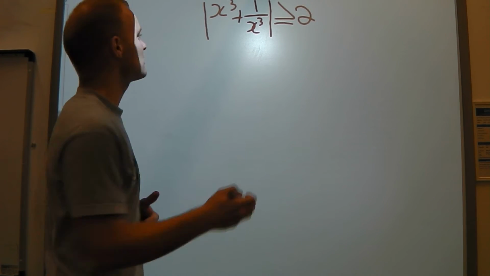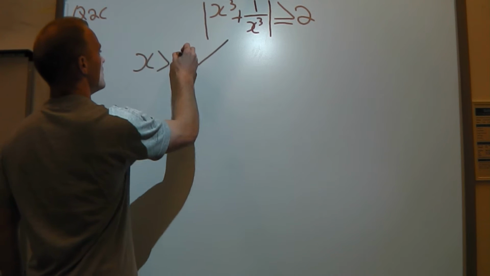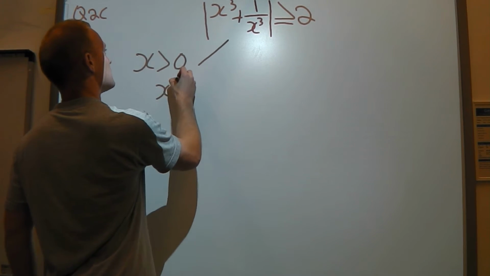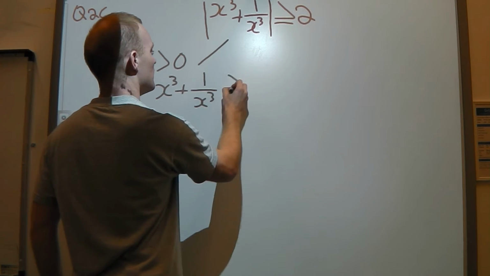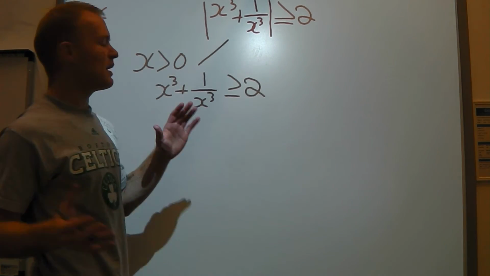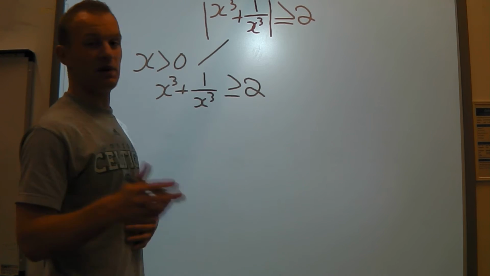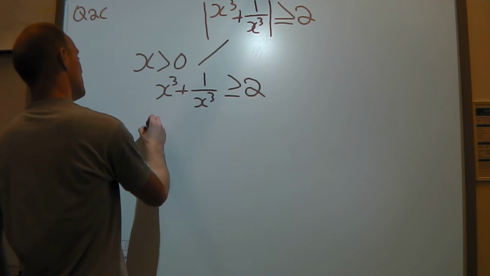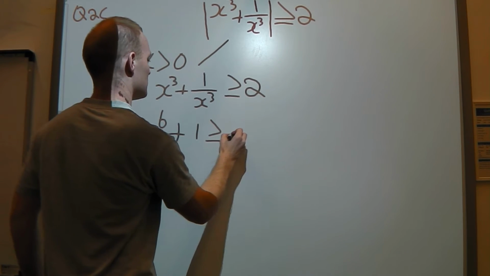So we work with when x is positive first. x is greater than 0. Now we write it down first: x cubed plus 1 over x cubed is greater than or equal to 2. Now, we can multiply both sides here by x cubed because we're going to get rid of the denominator. And by doing this, we do not change the inequality sign because we know in this case x is positive. So that gives us x to the power of 6 plus 1 is greater than or equal to 2x cubed.